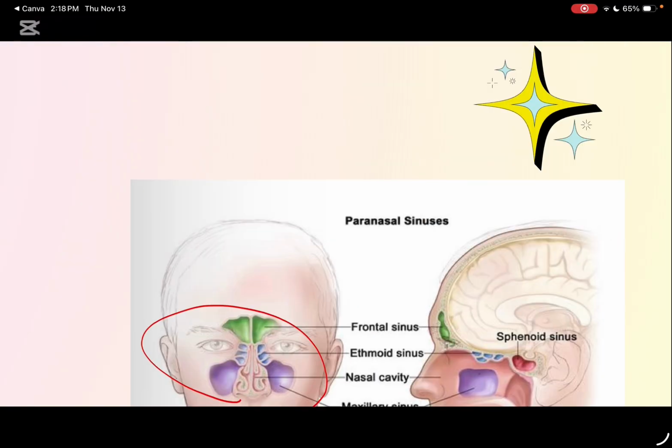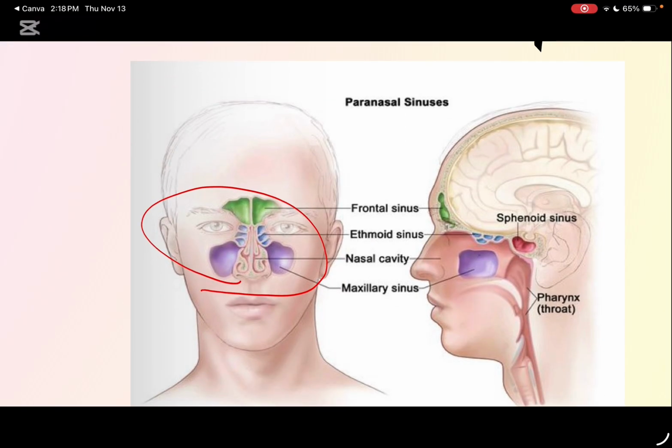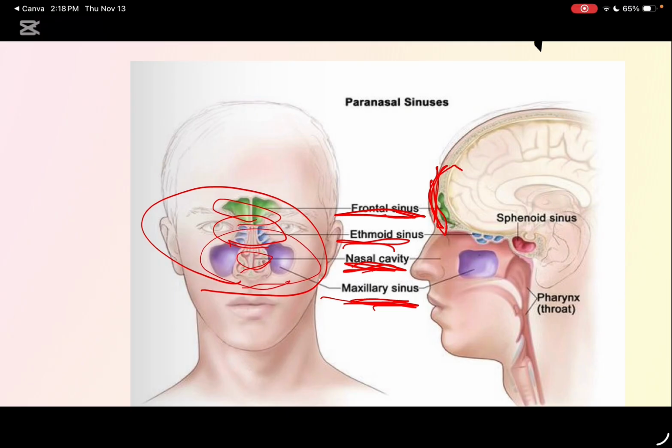As you can see, just between your eyebrows, we have the frontal sinus, because it's in the frontal area. We have the ethmoid sinus just between your eyes. Sorry, the nasal cavity is inside your nose, and the maxillary sinuses are just posterior to it.